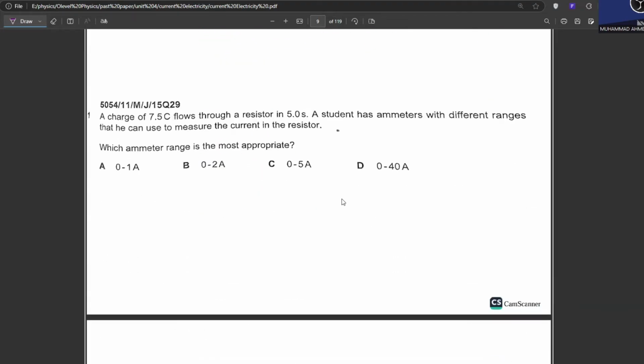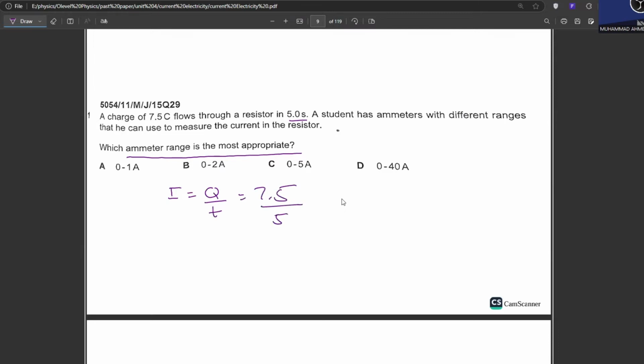Let's move on to this. A charge of 7.5 coulombs flows through a resistor in 5 seconds. A student has ammeters with different ranges that he can use to measure the current in the resistor. Which ammeter range is the most appropriate? We have to calculate the ammeter range which is most appropriate. So current is equal to charge over time. What is your charge? 7.5.